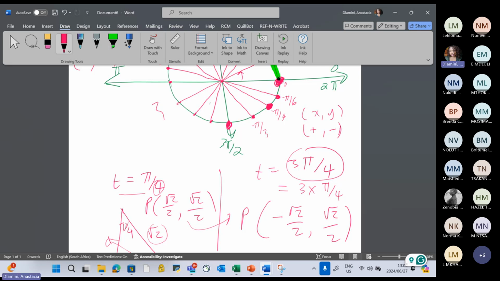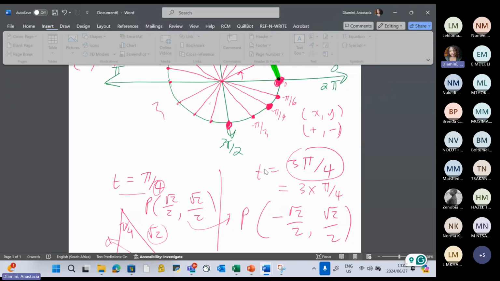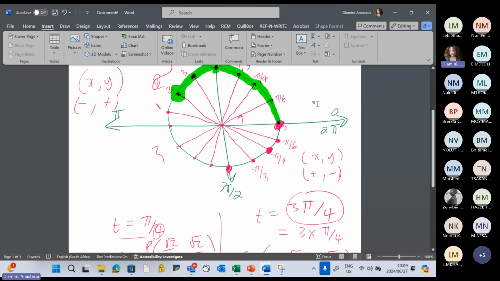Make sense, guys? Yes, ma'am. Are you using a calculator? I know you can use a calculator in your assignments, because I won't see that you use the calculator. You come back with the negative root 2 over 2. You can check if you want: cos of 3 pi over 4, and you see it's negative root 2 over 2. Are we all together now? Yes, ma'am. Let's go back.